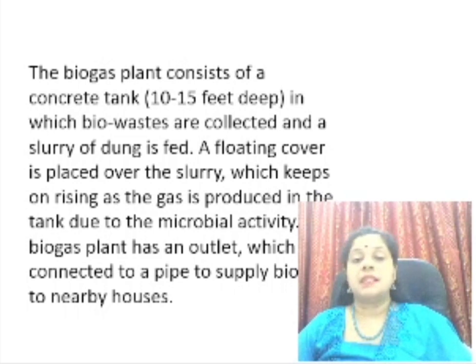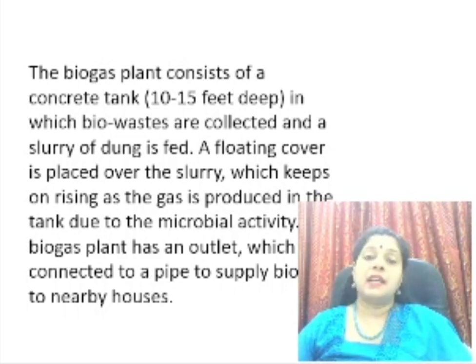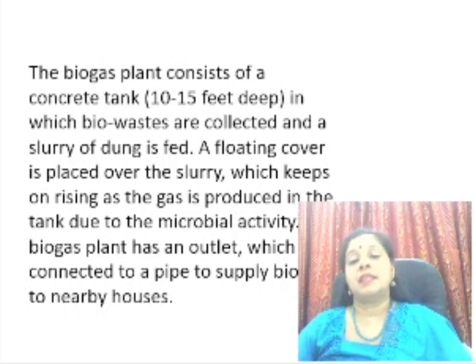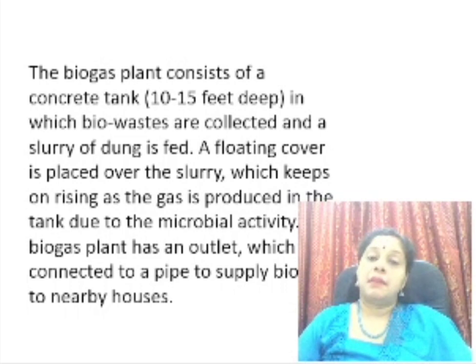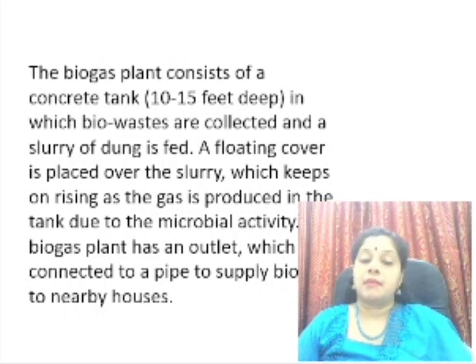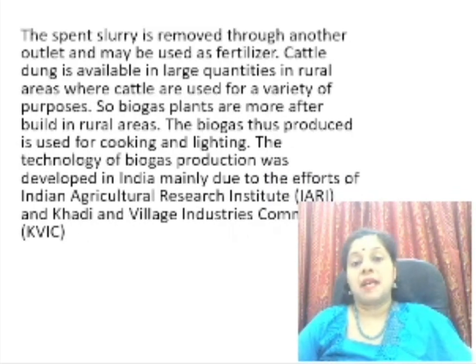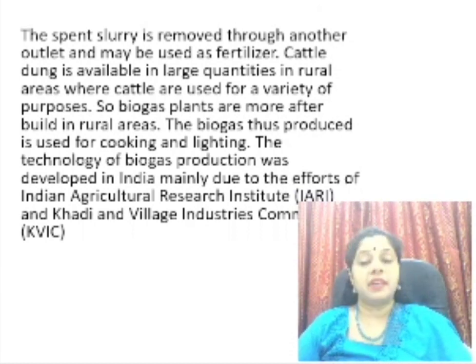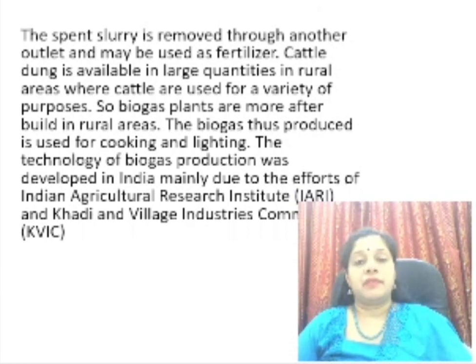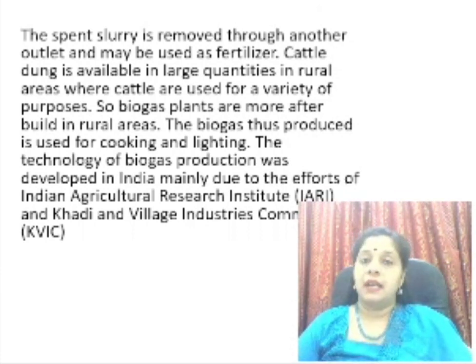After 1 or 2 months, once all the slurry has been used up, they will remove the slurry and use it as manure in the field. At the same time, fresh slurry will be fed into the tank. And the gas collected is used in the nearby houses. Usually biogas plants are present in rural areas. The reason is very simple. Cattle rearing is happening in the villages, and cow dung is also available there, right? We don't get a large amount of gas, but the gas available is enough for maybe cooking and lighting.